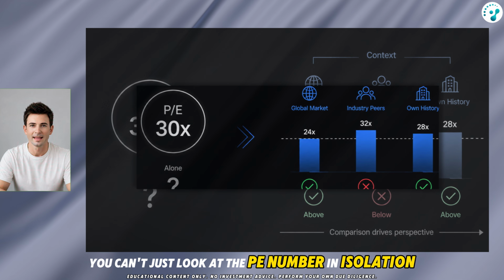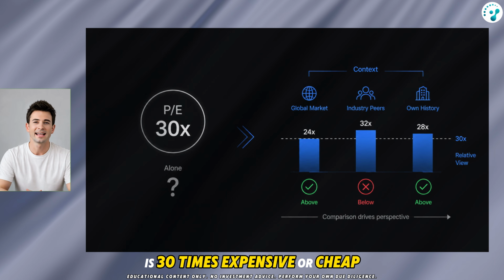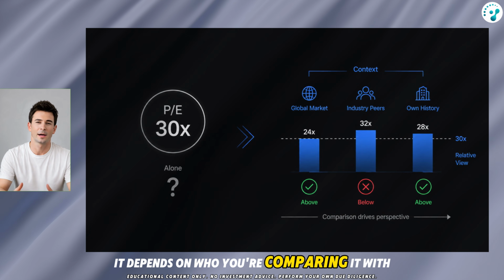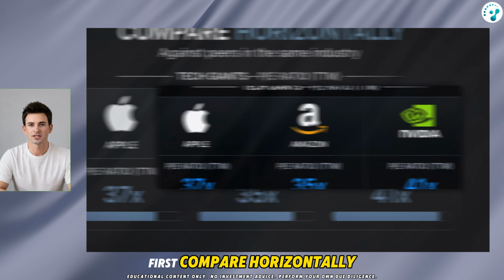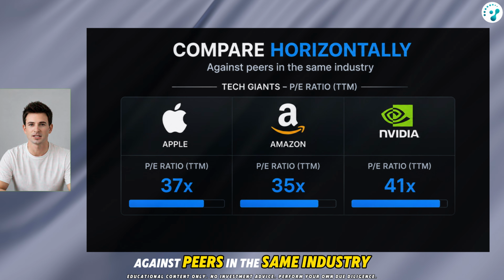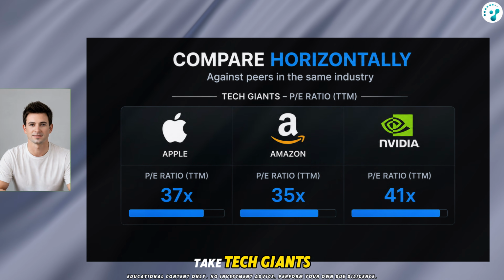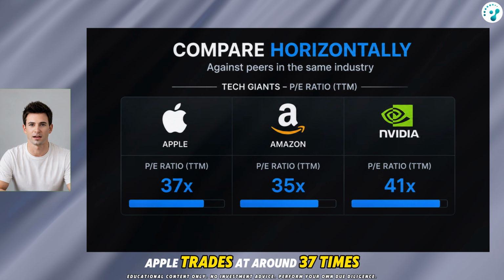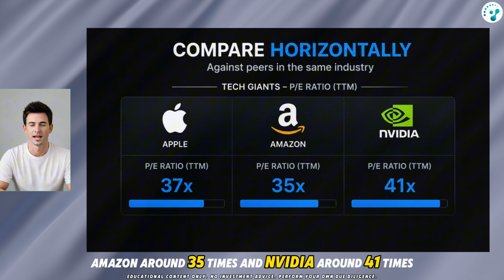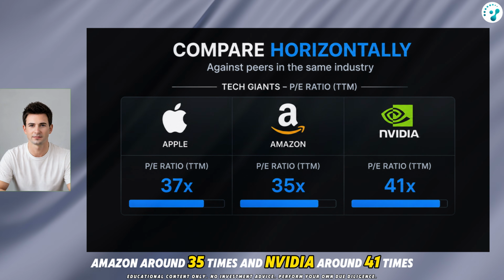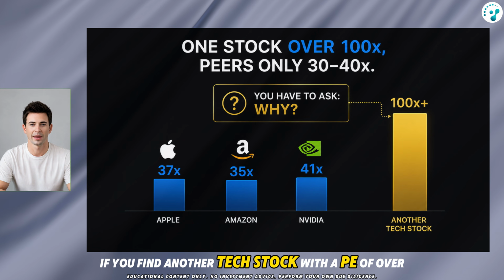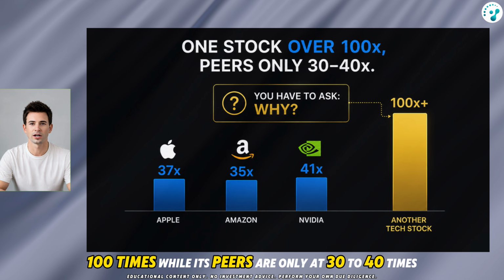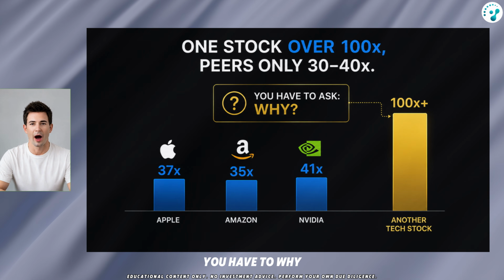You can't just look at the PE number in isolation. Is 30 times expensive or cheap? It depends on who you're comparing it with. First, compare horizontally against peers in the same industry. Take tech giants. Apple trades at around 37 times, Amazon around 35 times, and Nvidia around 41 times. If you find another tech stock with a PE of over 100 times while its peers are only at 30 to 40 times, you have to ask, why?